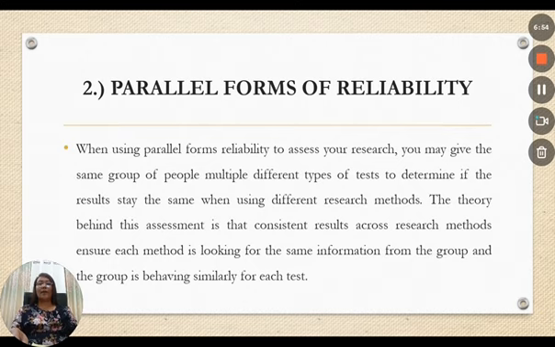When using parallel forms of reliability to assess your research, you may give the same group of people multiple different types of tests to determine if the results stay the same when using different research methods. The theory behind this assessment is that consistent results across research methods ensure each method is looking for the same information from the group and the group is behaving similarly for each test.